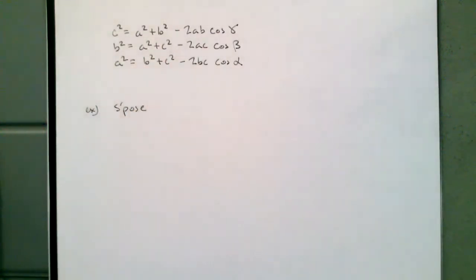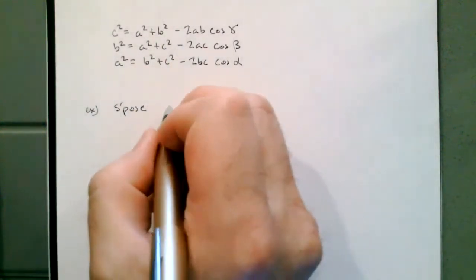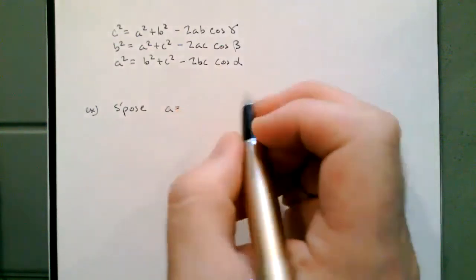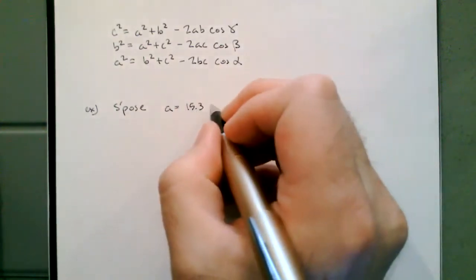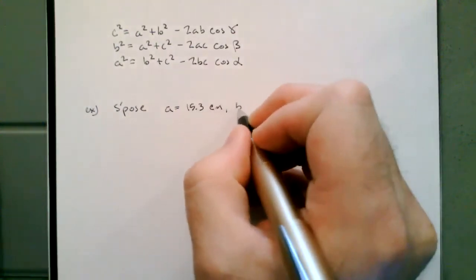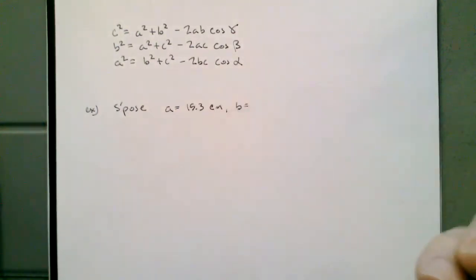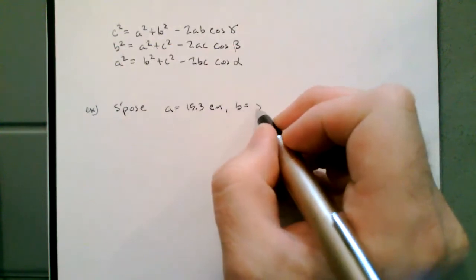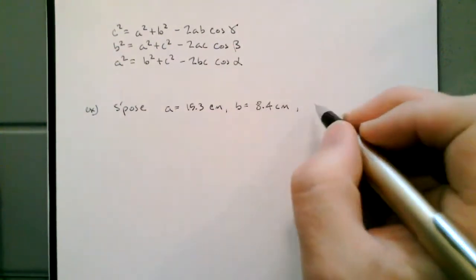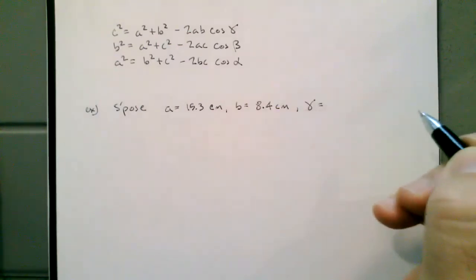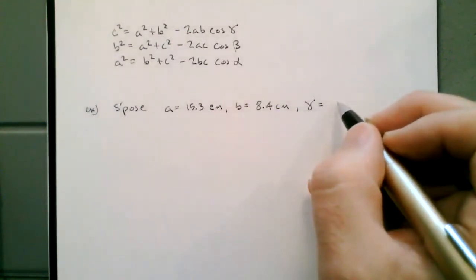Let's suppose that we have side A is equal to 15.3 centimeters. Side B is equal to 8.4 centimeters. And angle gamma is equal to 37 degrees.